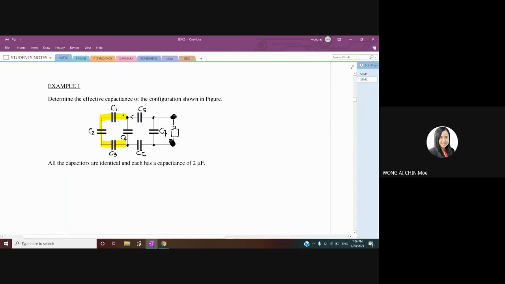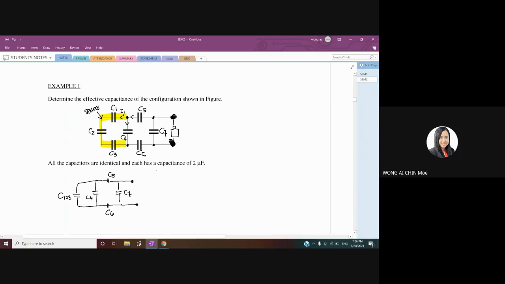Let's say this is I1. I1 will pass through C1, C2, and also C3, so they carry the same current and are connected in series. So we simplify it. This will become C1, 2, 3, and this one is C4, C5, C6, C7.